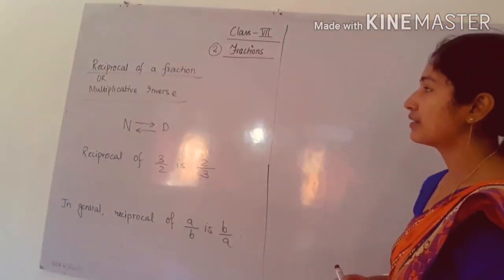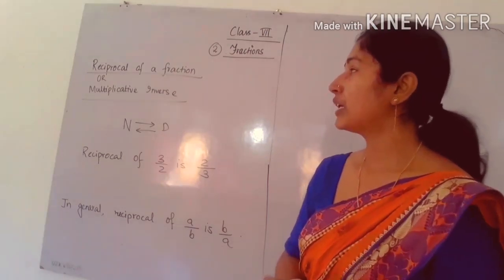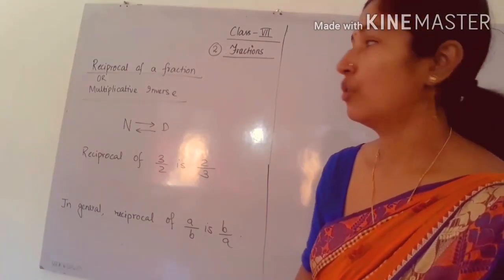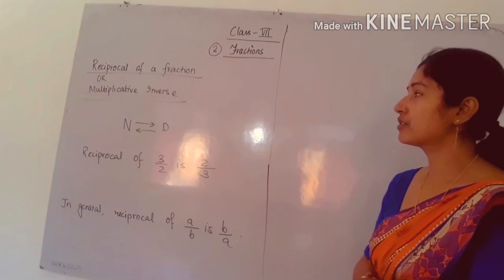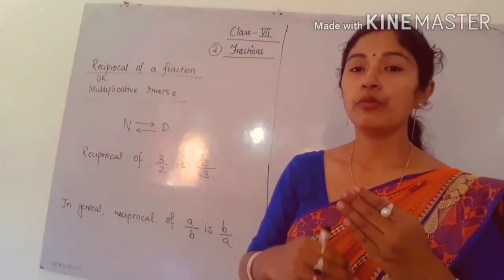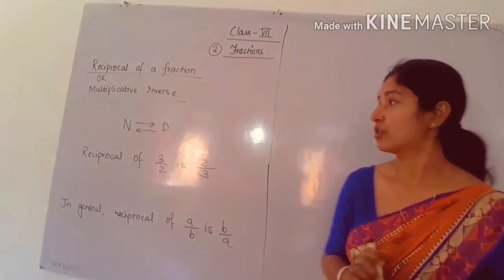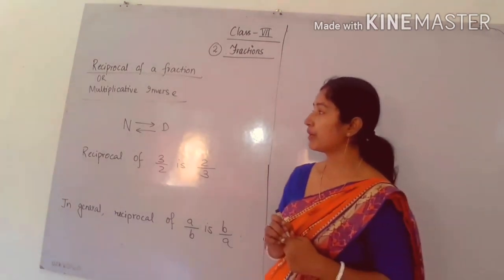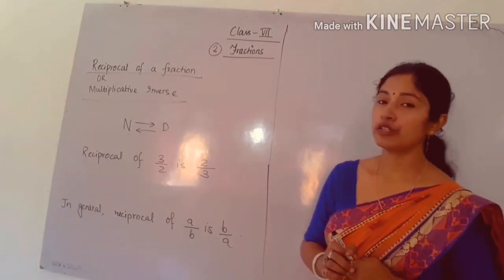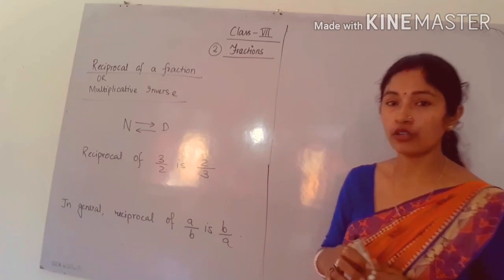So the next topic is reciprocal of a fraction, and reciprocal is also called multiplicative inverse. So what is multiplicative inverse? Inverse means you have to change the numerator with denominator. That means you have to interchange the places. So why is it written multiplicative? Multiplicative inverse. That means you can use that one in multiplication also.